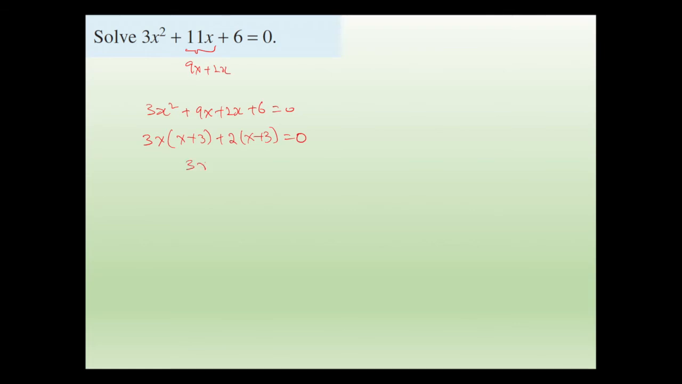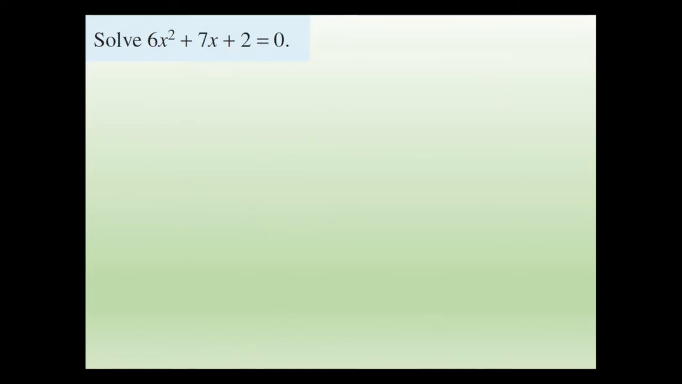Therefore, we have the common factor x plus 3, or factorizing this, 3x plus 2 times x plus 3 equals 0. So therefore, using the null factor law, 3x plus 2 equals 0, or x plus 3 equals 0. x therefore equals minus 2 over 3, or minus 3. Alright? A few more examples to show you.